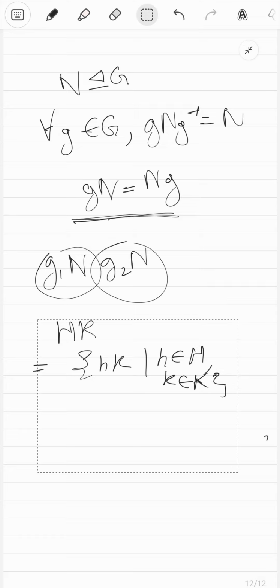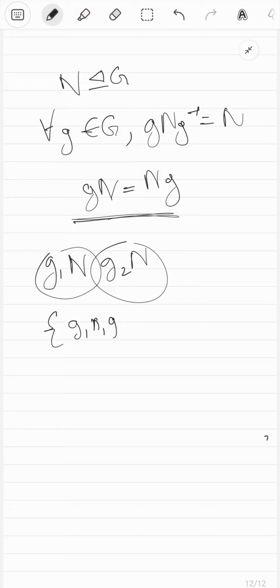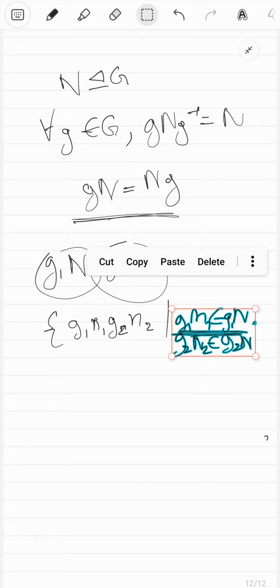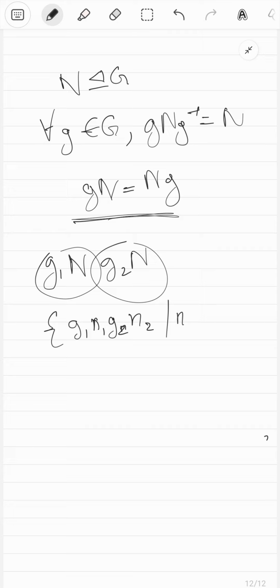The way these are multiplied is just g1 n1 g2 n2, for g1 n1 in g1N and g2 n2 in g2N. But then this can be written with n1 in capital N and n2 in capital N, so essentially n1 n2 in capital N.